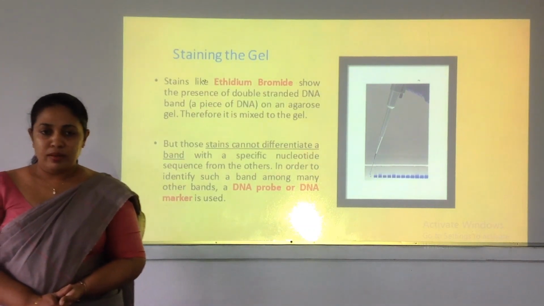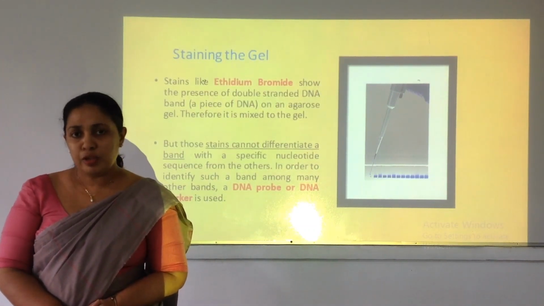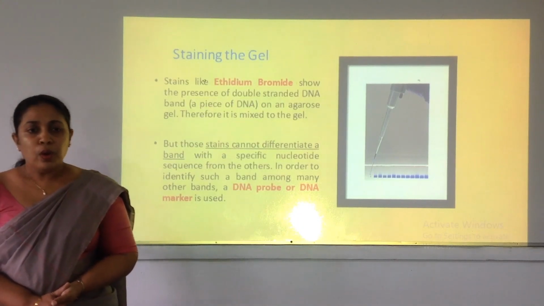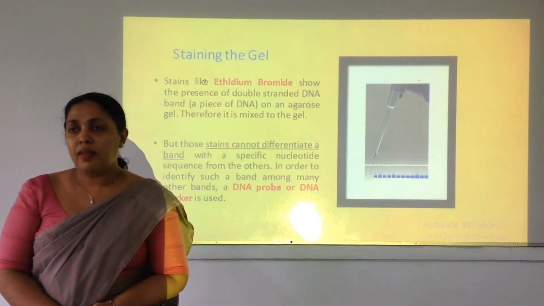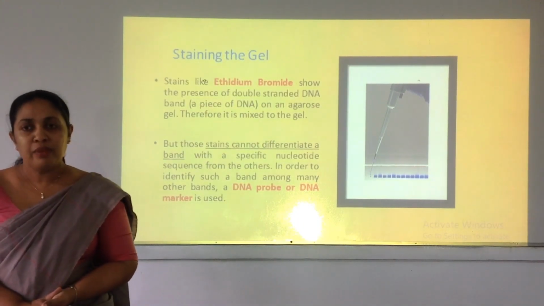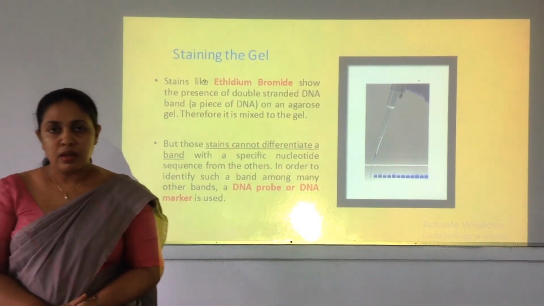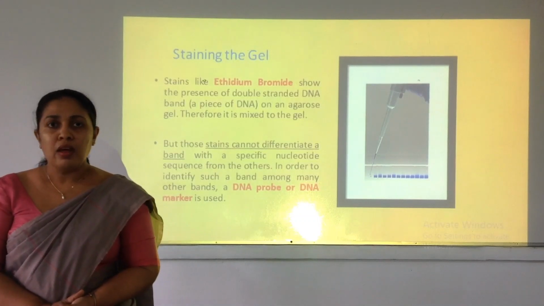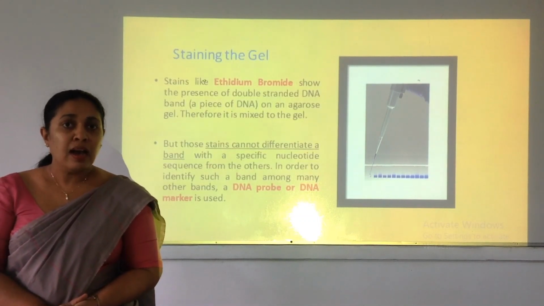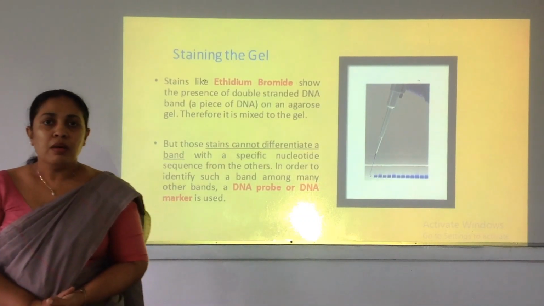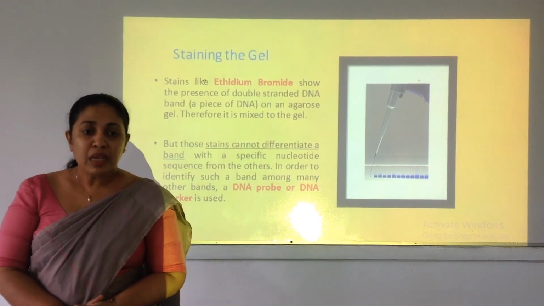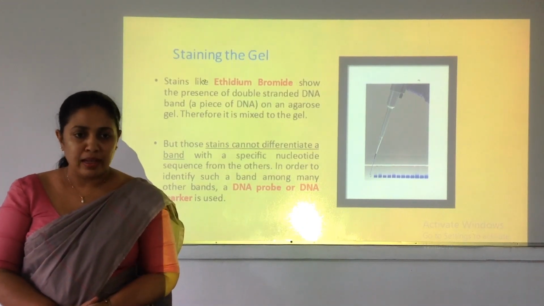And when we load the DNA sample, it should be visualized. So we should stain the gel. To stain the gel, we have to add some stains. The most commonly used stain is ethidium bromide, but it is carcinogenic. We have to take precautions to minimize the damage caused by it.